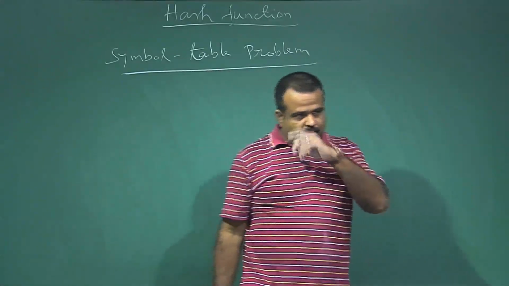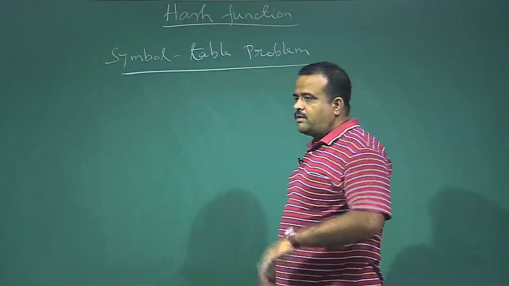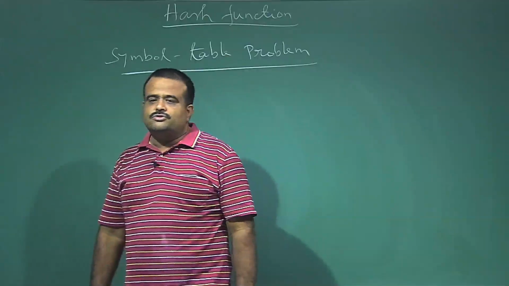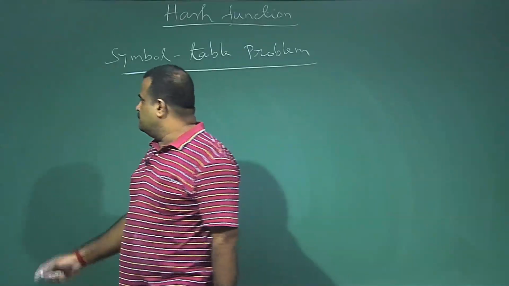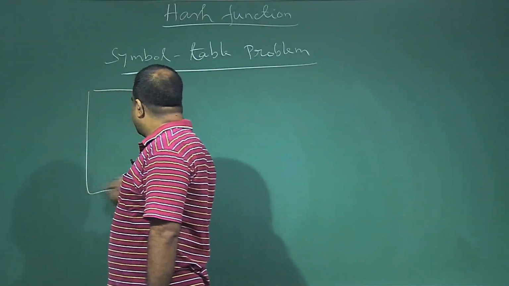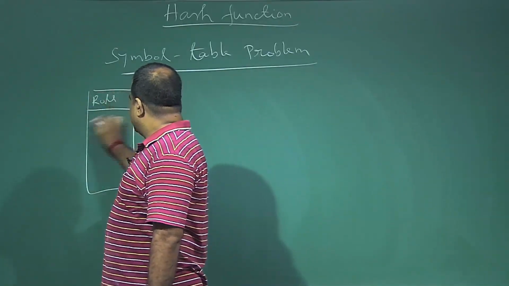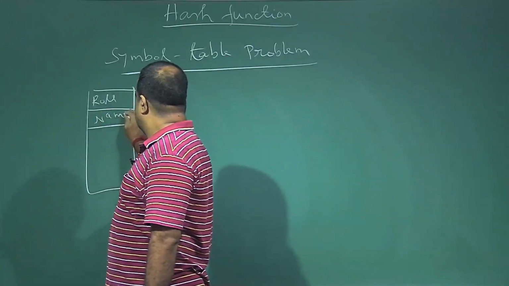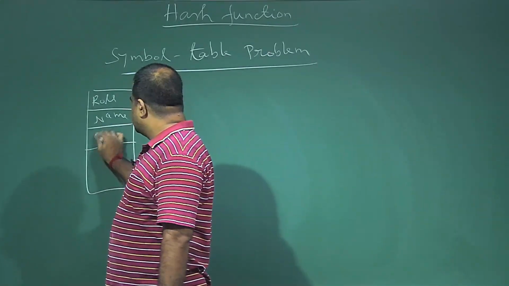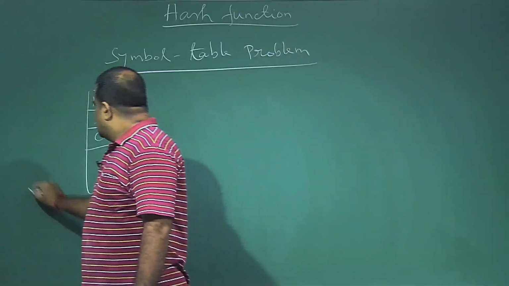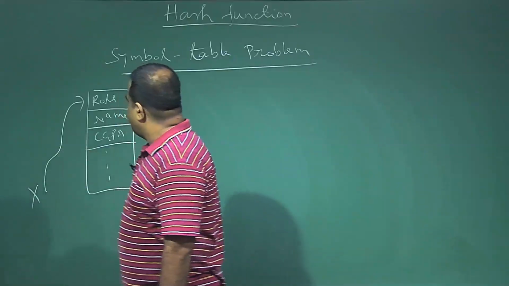In a symbol table problem, we have a few records. It's basically a database problem. We have a few records, and we need to store those records in a table. Each record has some entities, like a student record: your roll number, your name, your CGPA, your address, and so on. So this is a record, and this X is a pointer to this record.